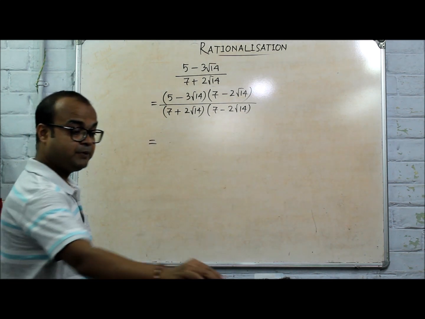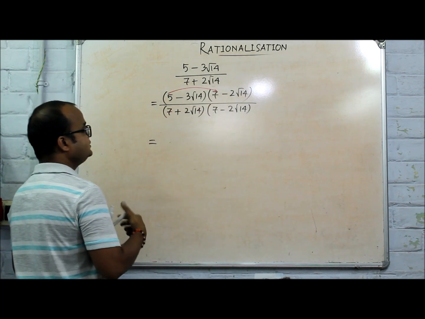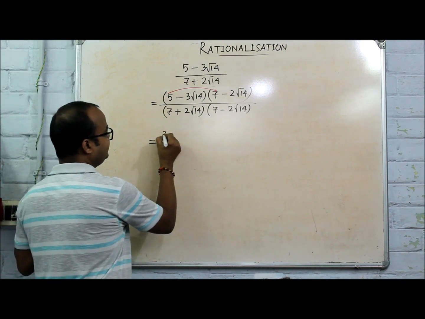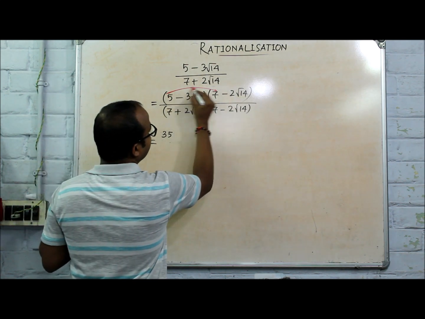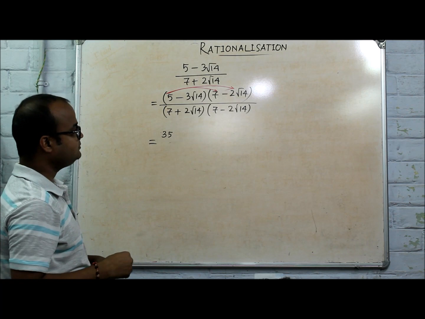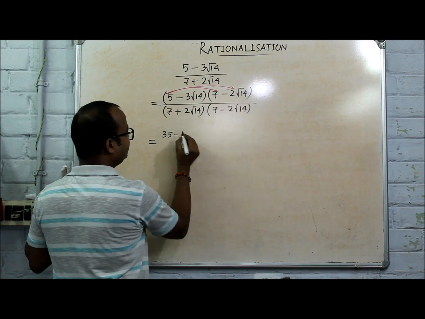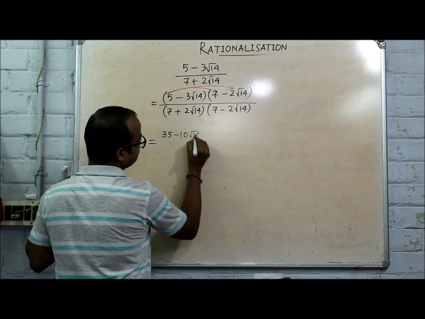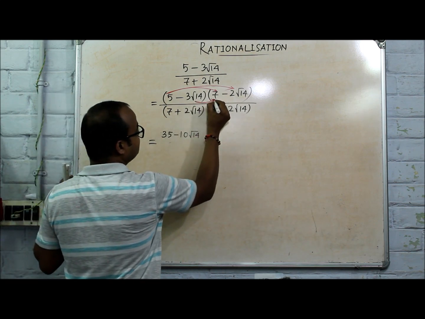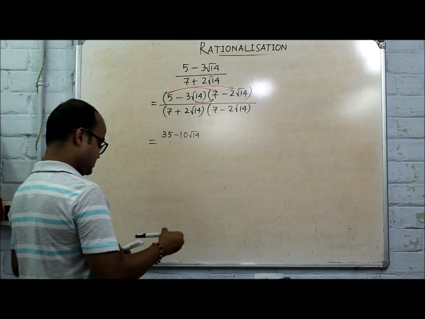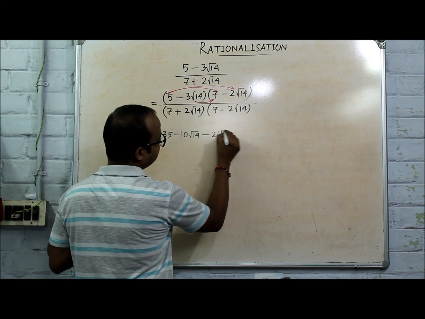Now we multiply the numerator. 7 into 5, 35. Then 5 into minus 2 root 14 is minus 10 root 14. Then minus 3 root 14 into 7, now we multiply these two terms, minus times plus, is minus 21 root 14.